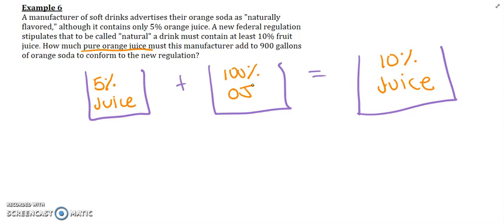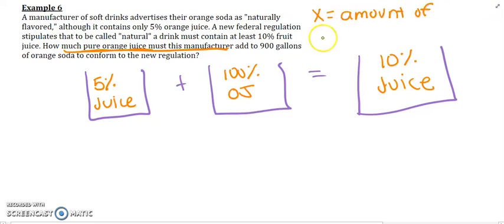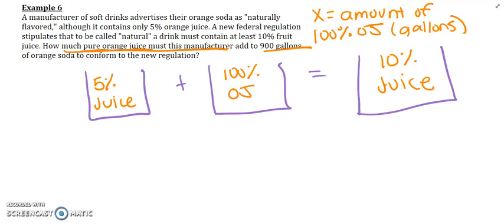And then what we want to solve for is, well, how much pure orange juice? So what I'm looking for, my X here, is the amount of 100% OJ that needs to be added, and that answer is going to be in gallons because this is 900 gallons. Now I can fill in some of the other information I know, which is that we do have this 900 gallons of the orange soda, which was the original.